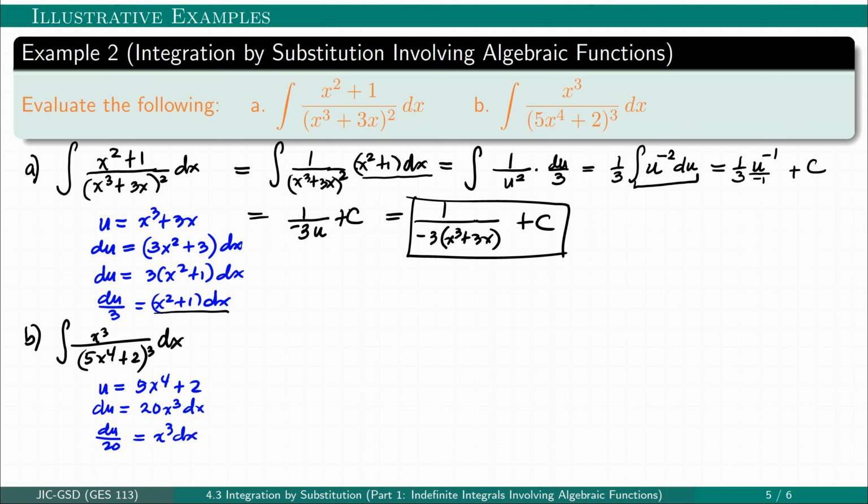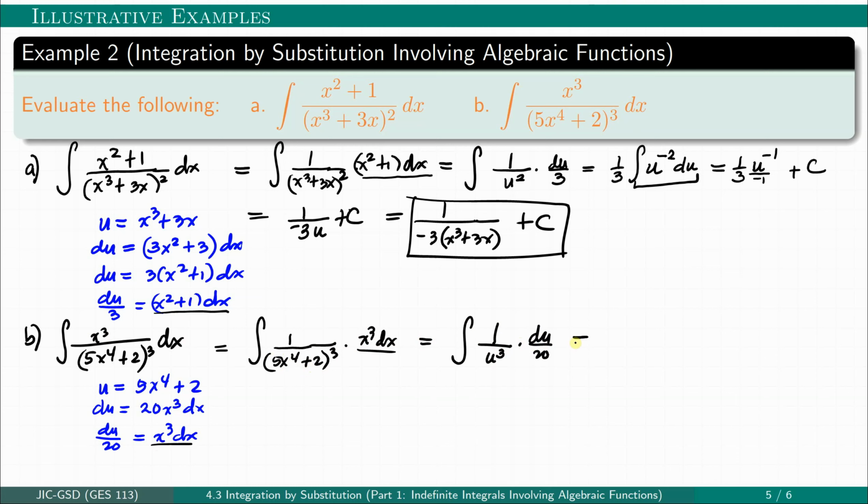Rewriting first our integral, this will give us the integral of 1 over (5x^4 + 2)^3 times x^3 dx. But after substitution, 5x^4 + 2 is just u, raised to power 3, and x^3 dx is actually du over 20.